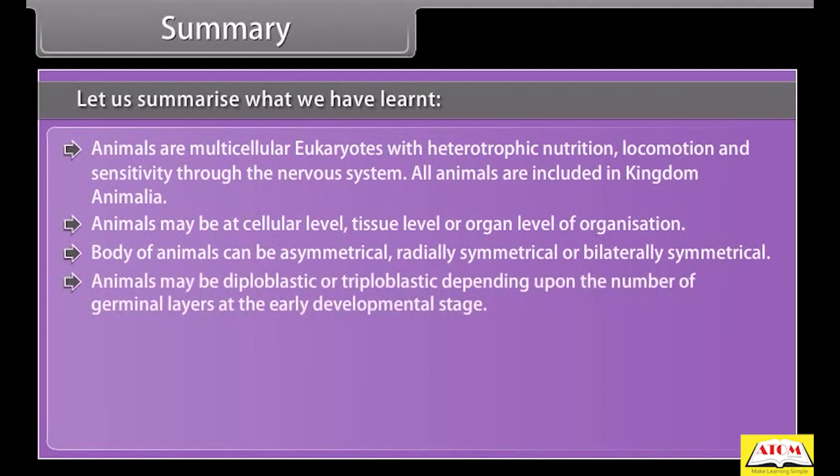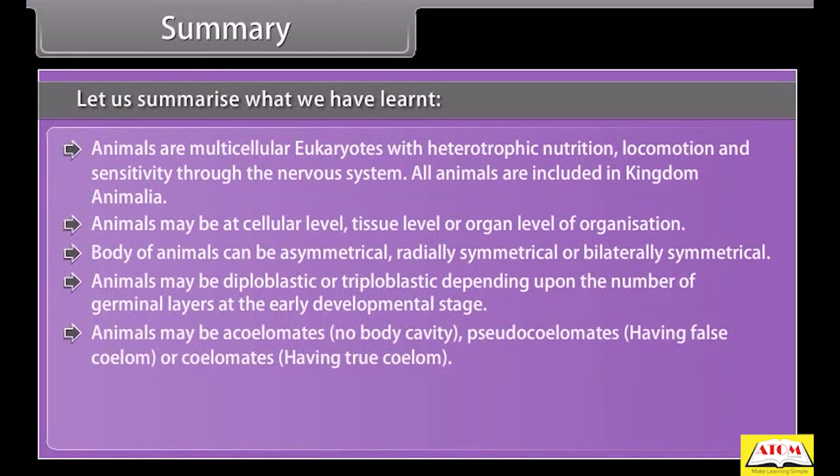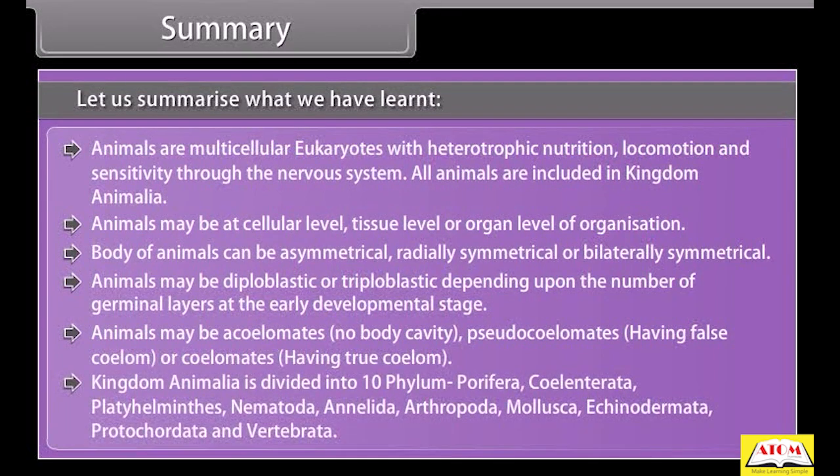Animals may be diploblastic or triploblastic depending upon the number of germinal layers at the early developmental stage. Animals may be acoelomates, having no body cavity, pseudocoelomates, having a false coelom, or coelomates, having a true coelom. Kingdom Animalia is divided into 10 phyla: Porifera, Coelenterata, Platyhelminthes, Nematoda, Annelida, Arthropoda, Mollusca, Echinodermata, Protochordata, and Vertebrata.